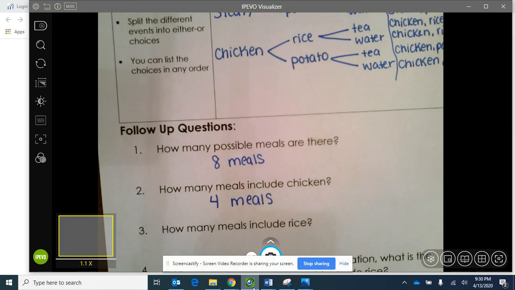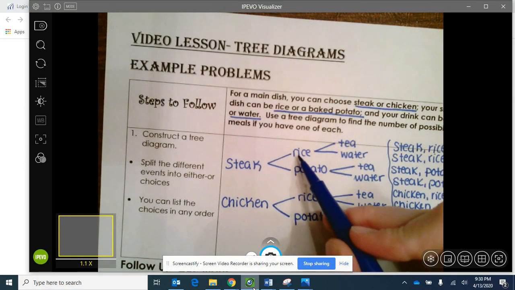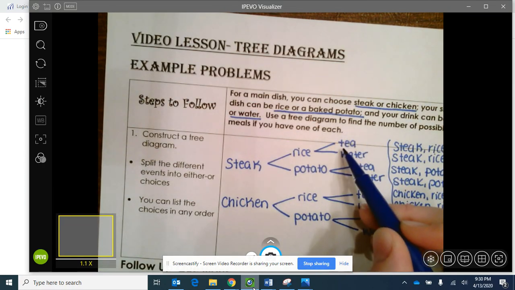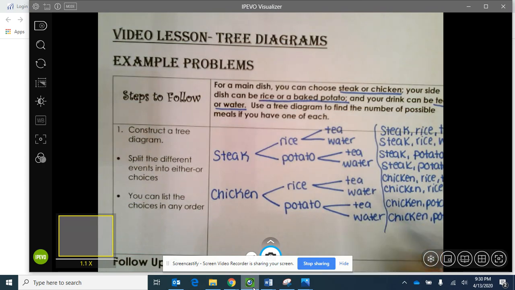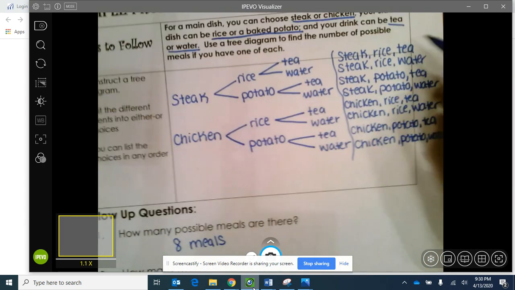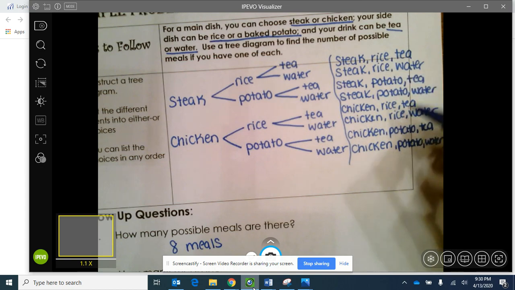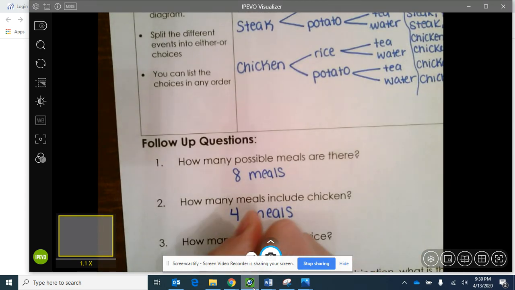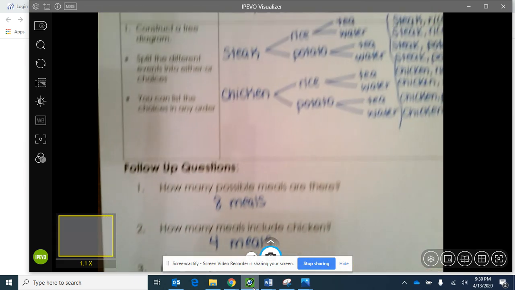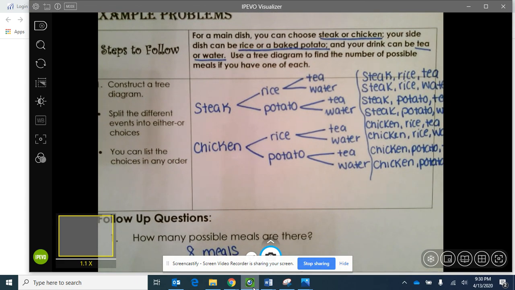How many meals include rice? Well, let's take a look. I have the 2 meals that would branch off here, so 2 and 4. Okay, and then you could also count over here. I have 1, 2, 3, 4. So how many meals include rice? 4 meals.